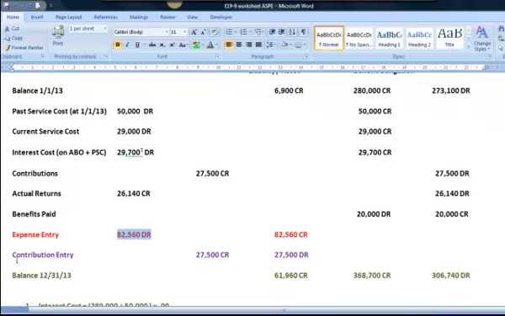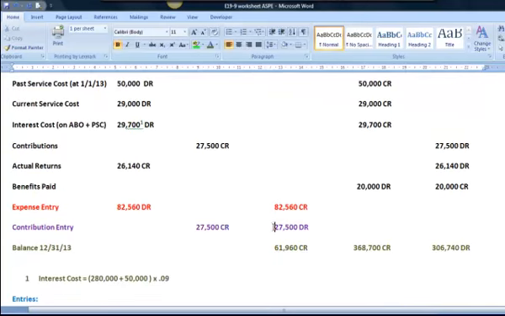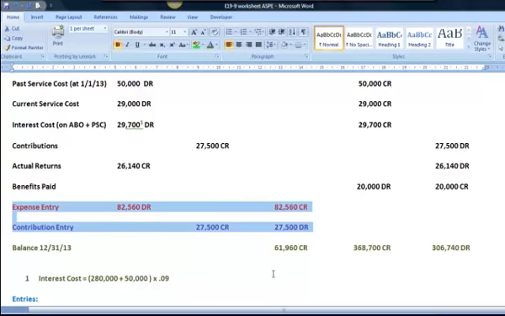Now, we also have a contribution to make to the plan. We said that we were going to make contributions during the year, but now we'd make the entry to credit our cash and to debit the net defined benefit liability / asset account because we're reducing our obligation when we make payment, right? So now I just want to focus here to show you what the entries would look like.